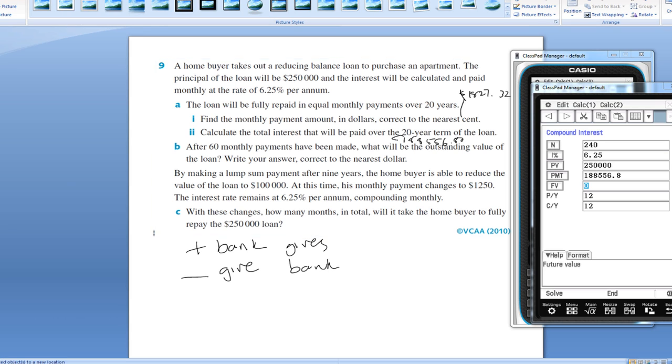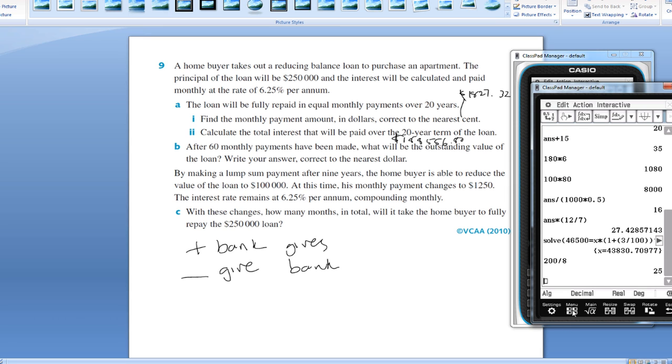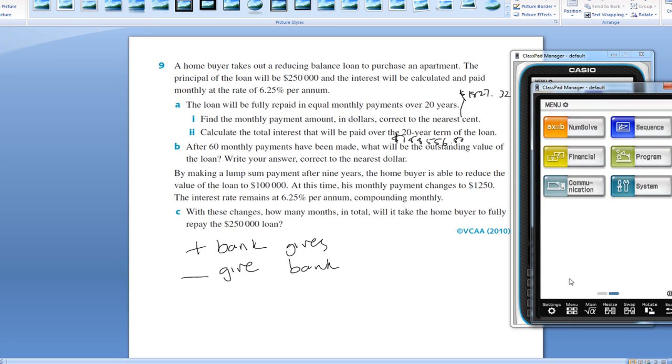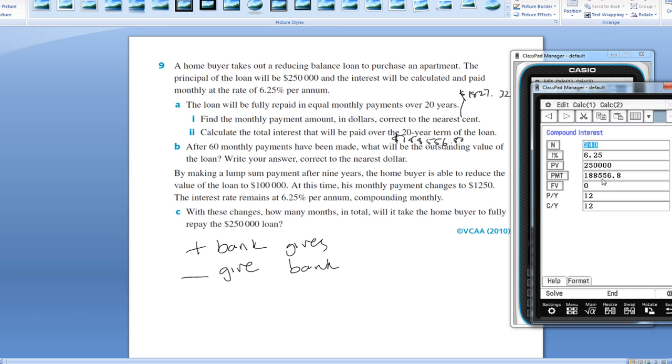188,556.80. That's the amount of interest that I pay. Now keep in mind also that you can copy these values. If you don't like doing the calculations in Financial Solver, just copy the amounts into main and do all your work in main. Okay, but I'd prefer to just stay in Financial Solver just for efficiency. After 60, so I'm looking at B, after 60 monthly payments have been made, what will be the outstanding value of the loan? Write your answer correct to the nearest dollar.